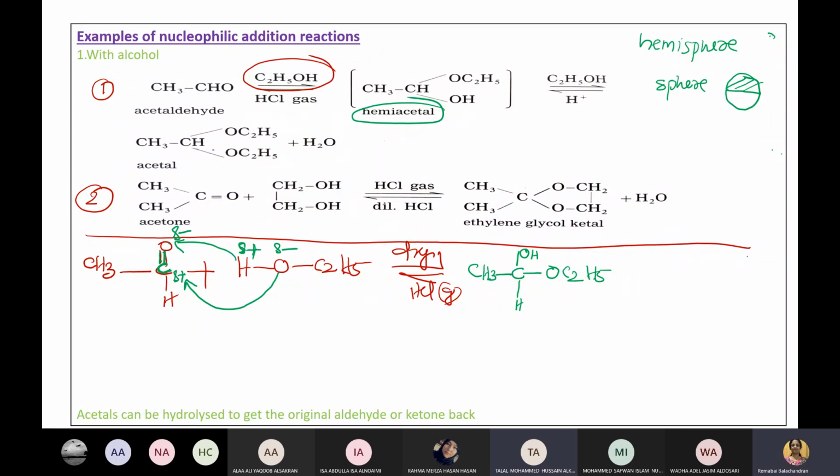So this is the name: acetal, hemiacetal. This is the cause.